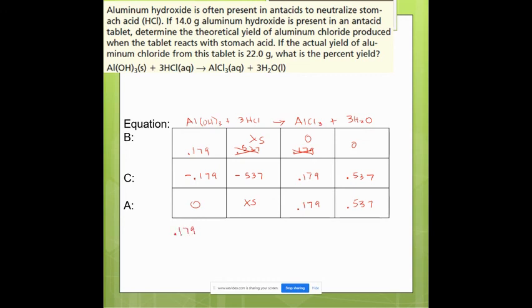So 0.179 times the molar mass for aluminum chloride, which is 133.5. And we end up with 22.0 grams. No, I'm sorry, that's wrong. We end up with 24 grams for this one. So this is 24 grams when we multiply that out. In actuality, we had 22 grams. So 22 divided by 24 times 100 equals 91.7% yield. And that's how we do percent yield problems.